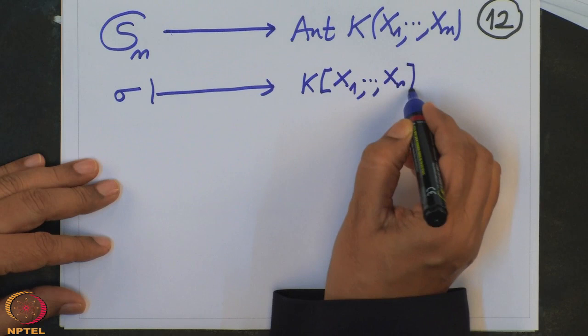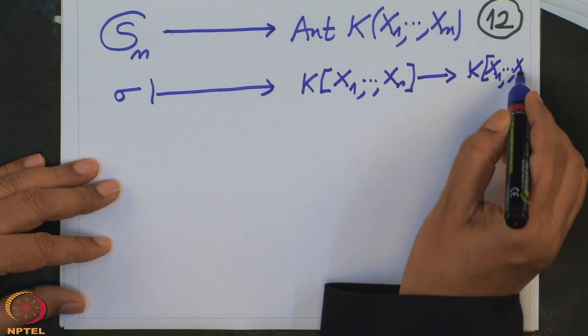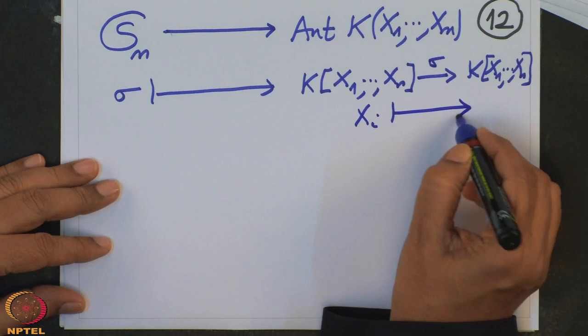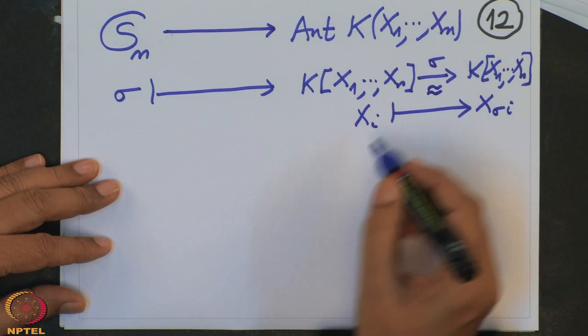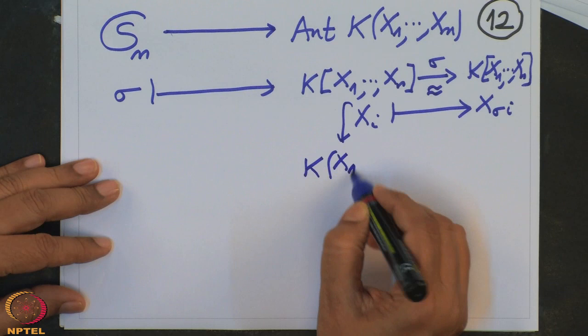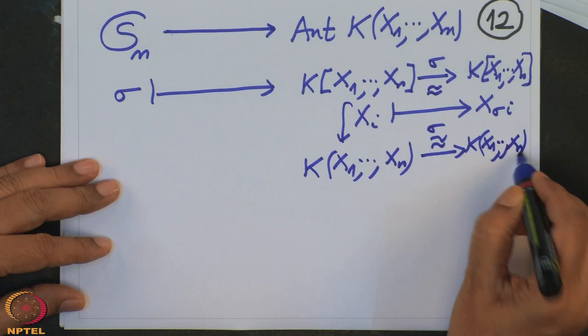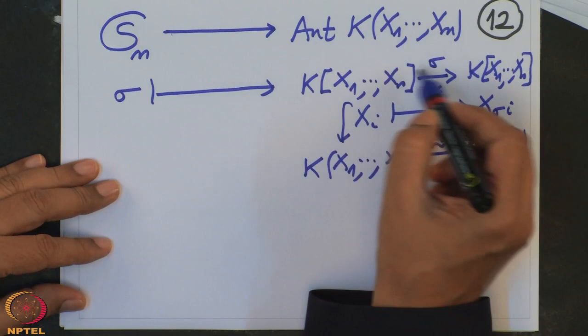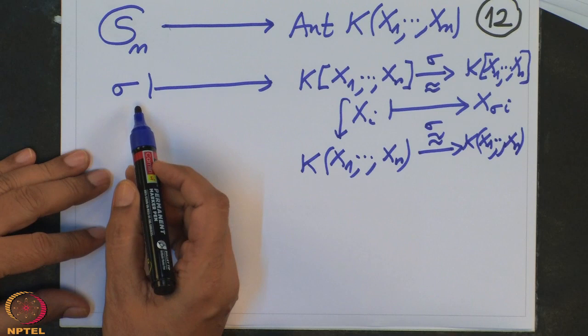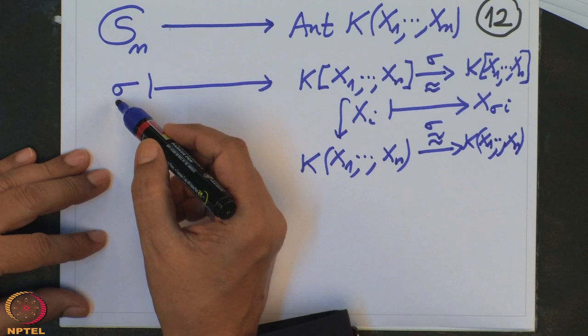to k[x1 to xn], the same sigma where xi goes to x sigma(i). This is clearly an automorphism of this polynomial algebra, and therefore we can extend that automorphism to the rational function field. That I will call again sigma. So each permutation sigma on 1 to n gives an automorphism of this field. This is a big field. Moreover, this map is injective because from this automorphism you can always recover sigma.